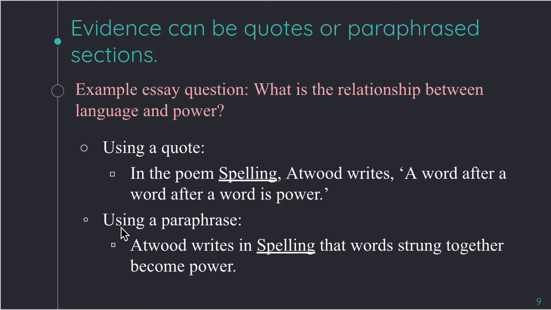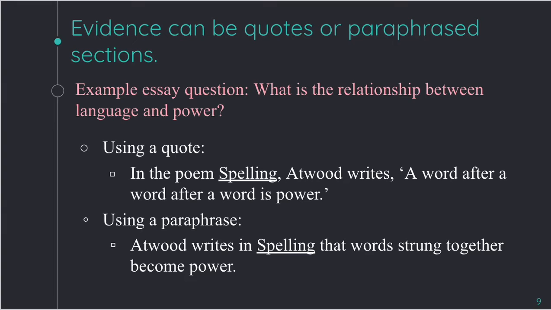The next type is using a paraphrase. Here's an example of a paraphrase. So it's exactly the same thing as the quote, but now I've paraphrased it instead. So here we go. Atwood writes in Spelling that words strung together become power. So you can see I've paraphrased and kept the meaning, or at least what I interpret the meaning to be, from this quote into a paraphrase. Now, it's usually better in English essays to quote as much as you can rather than paraphrase, but it's fine to paraphrase some of the time.